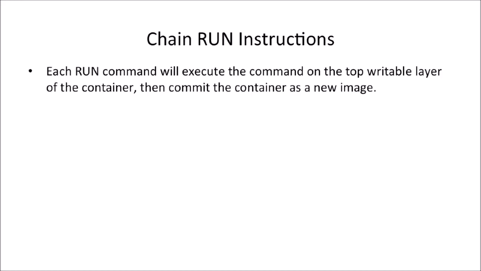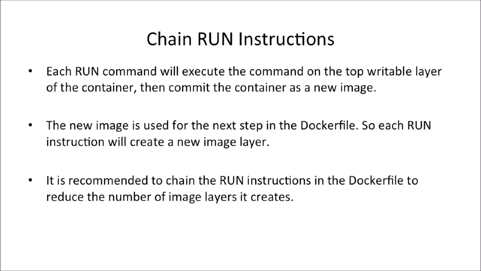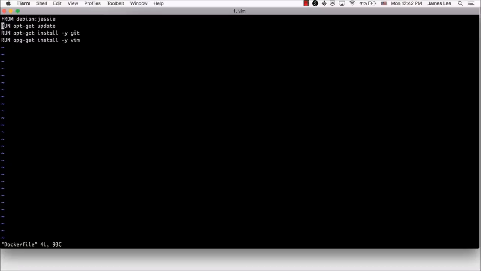One thing to keep in mind is that each RUN command will execute the command on the top writable layer of the container, and then commit the container as a new image. And that new image is used for the next step in the Dockerfile. So each RUN instruction will create a new image layer. It's recommended to chain the RUN instructions in a Dockerfile to reduce the number of image layers it creates. I'll show you how to do this in a second.